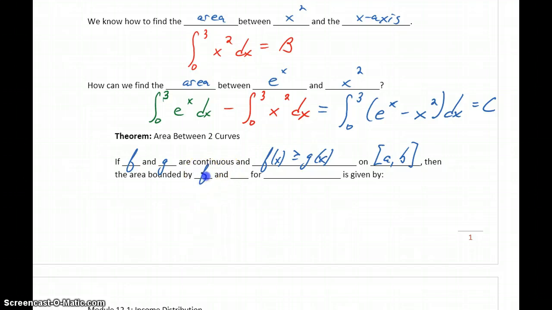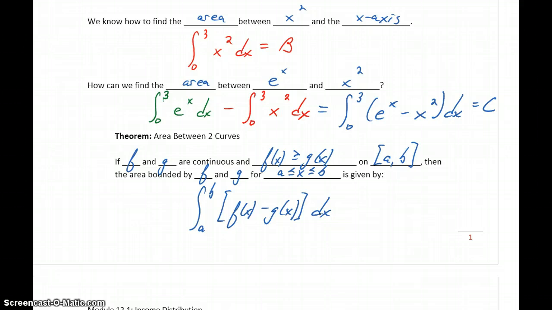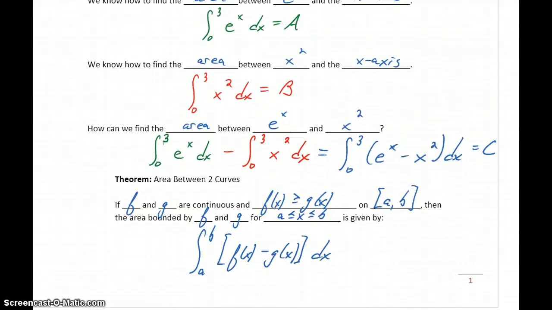then the area bounded by f and g for a less than or equal to x less than or equal to b is given by the integral from a to b of f of x minus g of x dx. And again, the order is going to be important here because we need the function that comes first to be the function taking on larger function values.